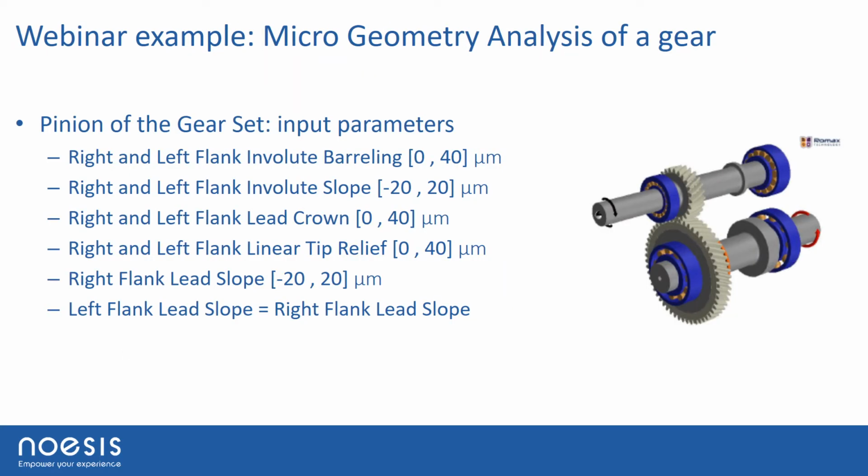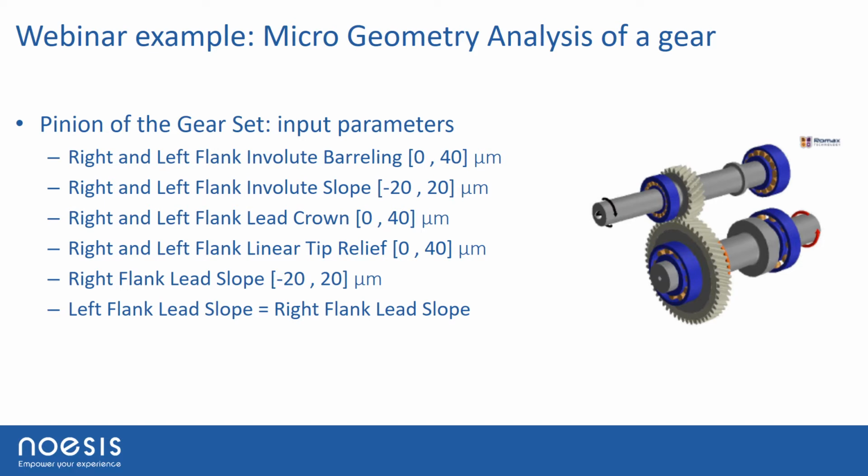So let's go back to our example. We'll do a macro geometry analysis of a gear, and we have input parameters. We're going to look at the pinion of the gear set, and we're going to have the right and the left flank. We'll look at the involute barreling, the involute slope, the lead crown, the linear tip relief. For the right flank, we have the lead slope, and the left flank will be equal to the right flank lead slope. So that's going to be one parameter for both sides. We'll use the same. All the others we're going to have two parameters.